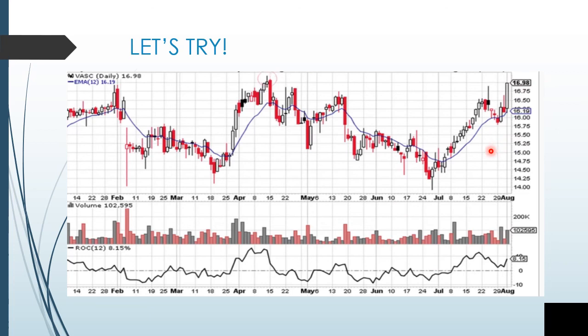Jadi kat mana you boleh identify dia punya ROC tu? Which one is buy signal, which one is sell signal? Okay, you boleh try pakai dekat graph ni. Okay, so that's all for ROC.